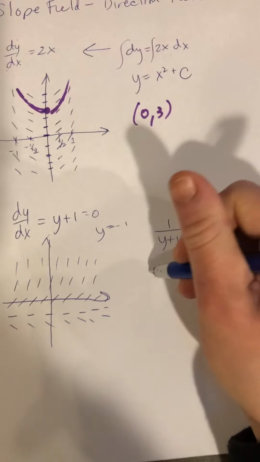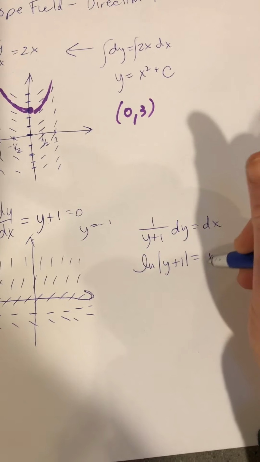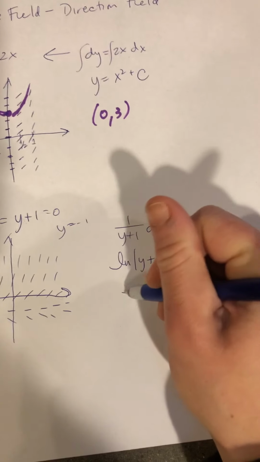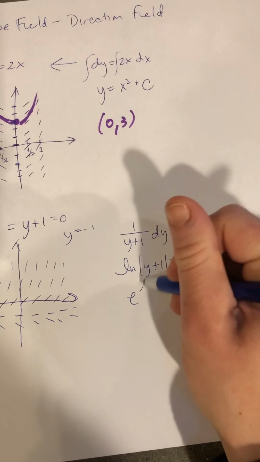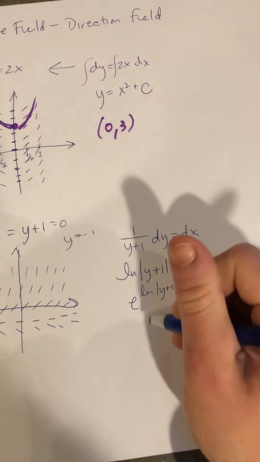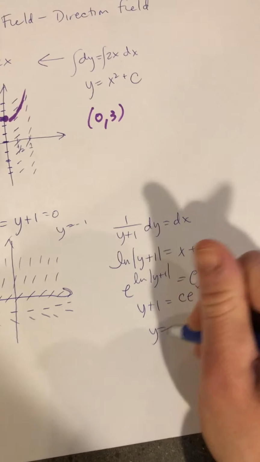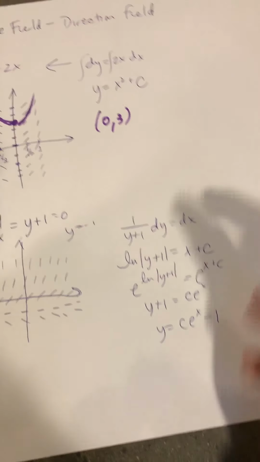If I were to solve this diffy-q, I'd have 1 over y plus 1 dy equals dx. If I integrate both sides, I get natural log absolute value of y plus 1 is equal to x plus c. If I exponentiate both sides, I get y plus 1 equals c e to the x. I get y is equal to c e to the x minus 1.